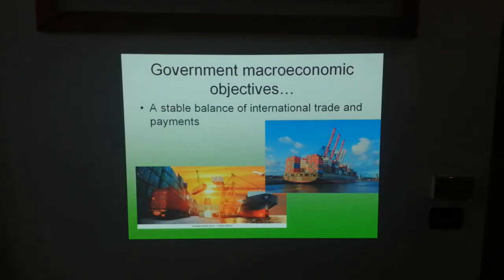So the government's macroeconomic objective will be to have a stable balance of international trade and payments. We want to produce as much as we want to export as much as we import. Otherwise, we will have problems. If we're just buying from abroad and not selling to abroad, in the end our money is not worth much. We'll see why later on, but then life will get more and more expensive.